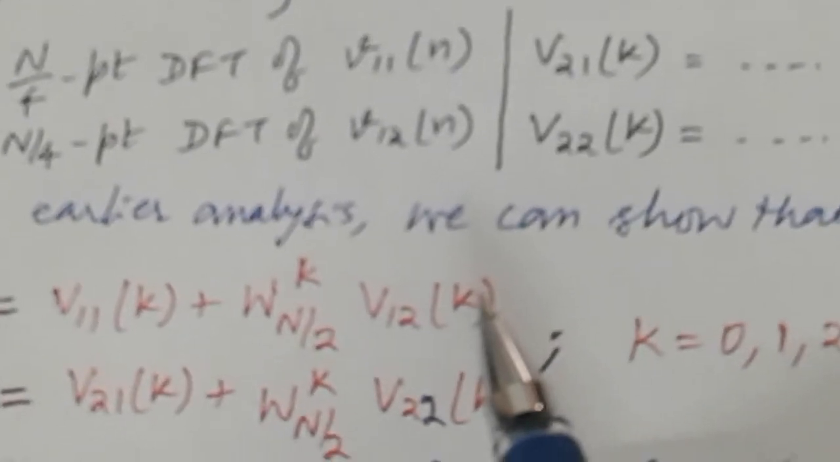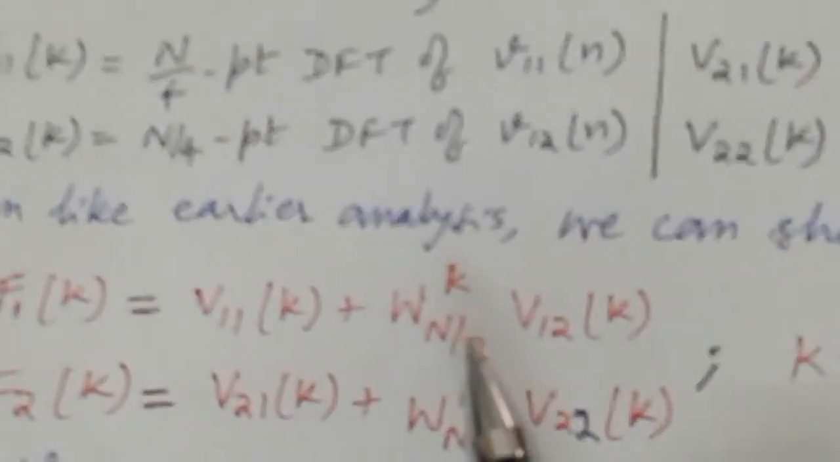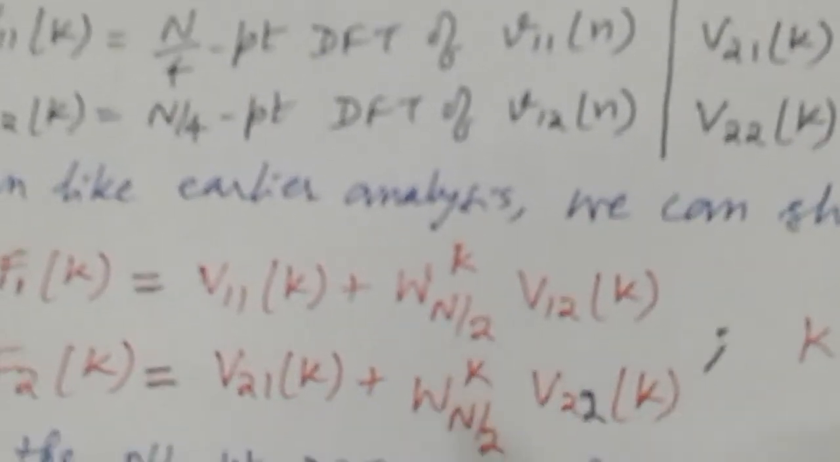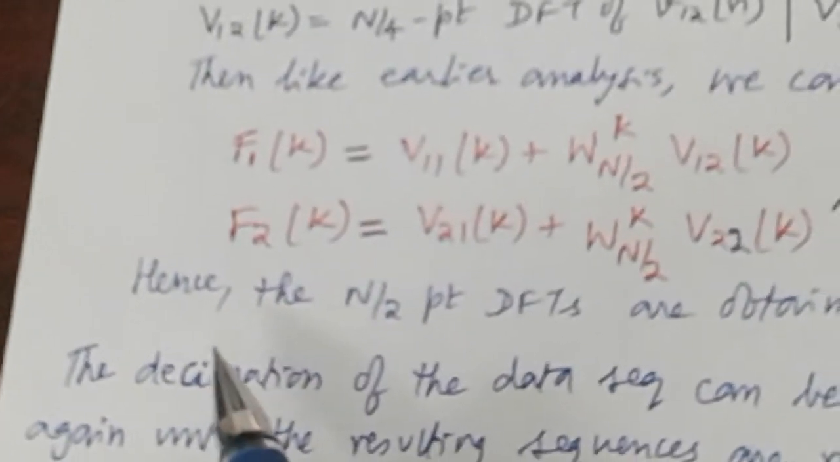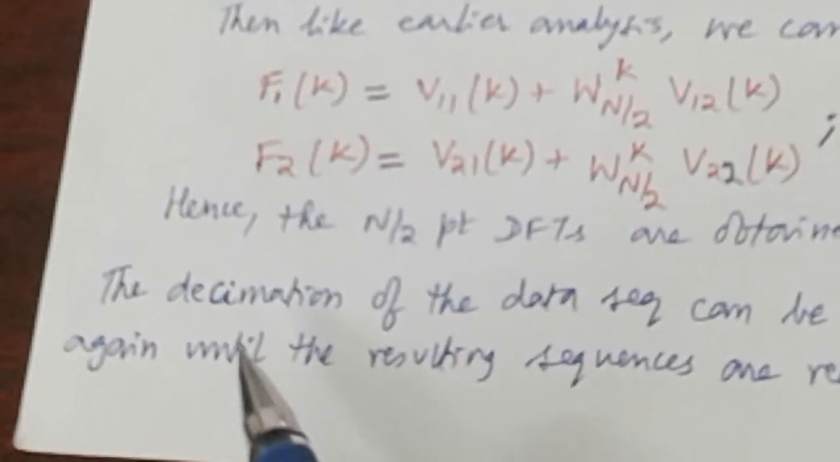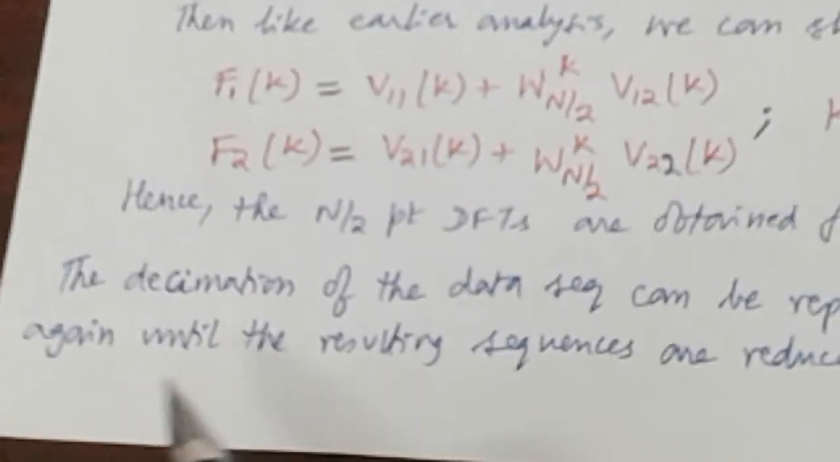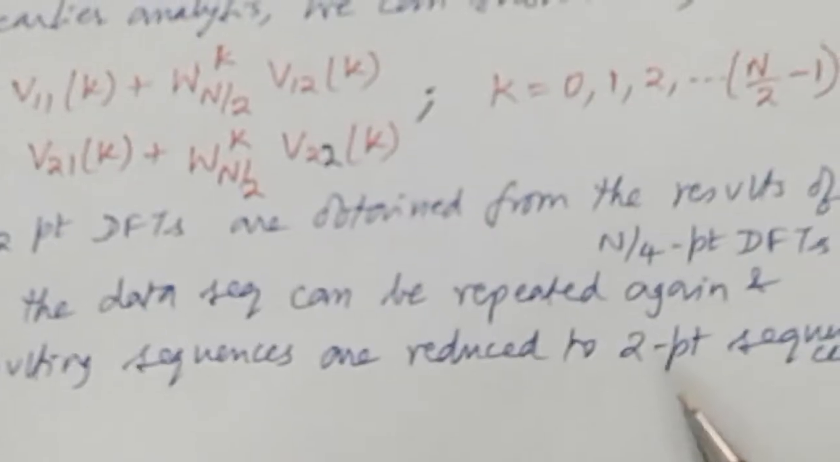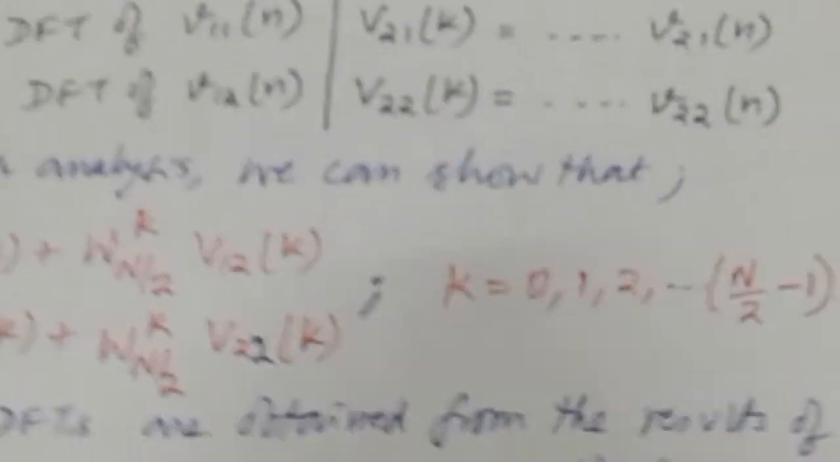Later in the 8-point DFT algorithm, DIT FFT, we are going to replace N by 2 as 4 and N as 8. That's it. Okay. Hence, the N by 2 point DFTs are obtained from the results of N by 4 point DFTs. Thus, the decimation of the data sequence can be repeated again and again until the resulting sequences are reduced to 2-point sequences. This is the N-point DFT algorithm.